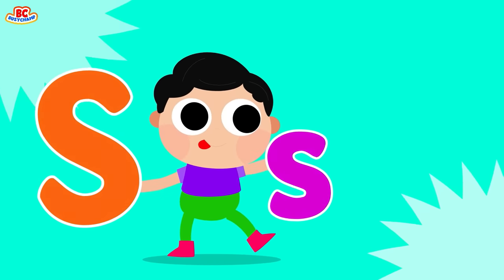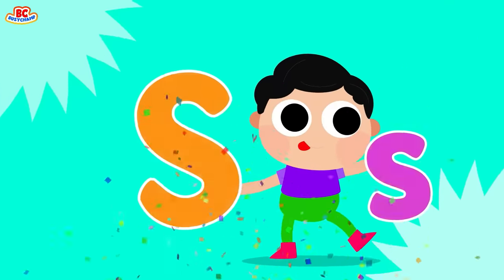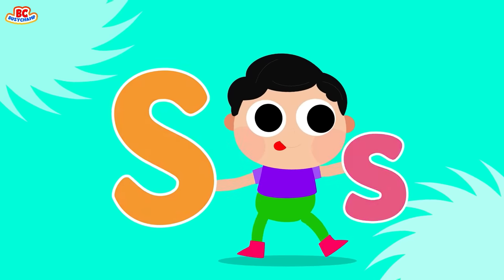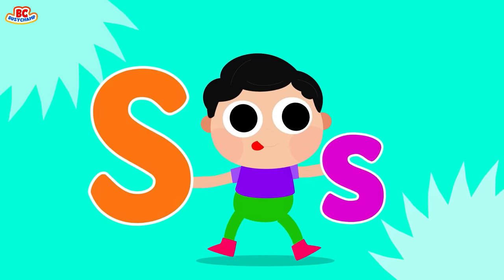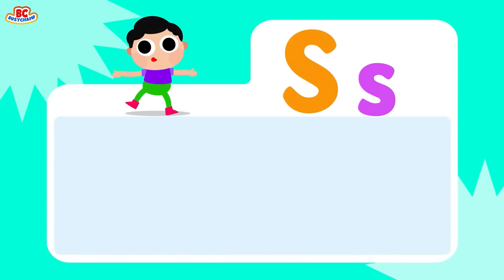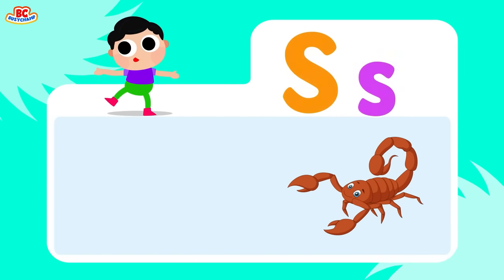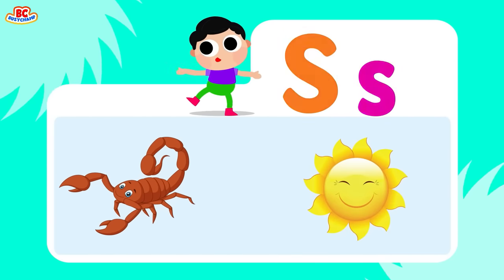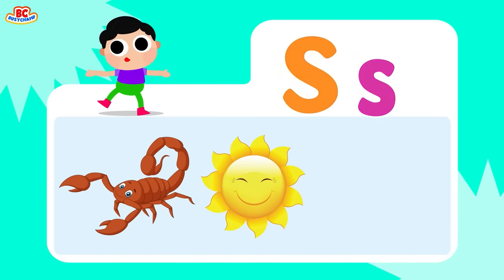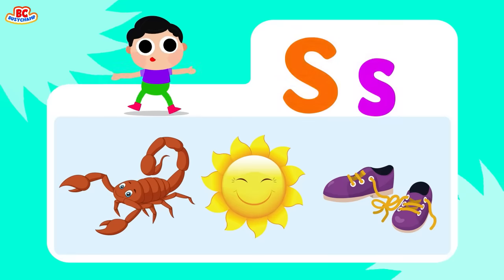Which alphabet can you see in my hands? I have the letter S in my right hand and it sounds S in my left hand. And there are so many words that begin with letter S. S called scorpion. Scorpion. S called sun. Sun. S called shoes. Shoes.